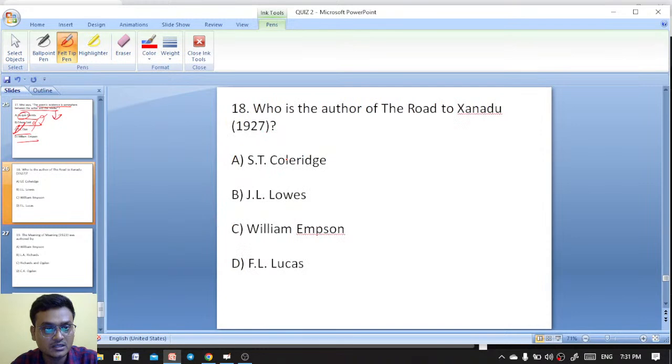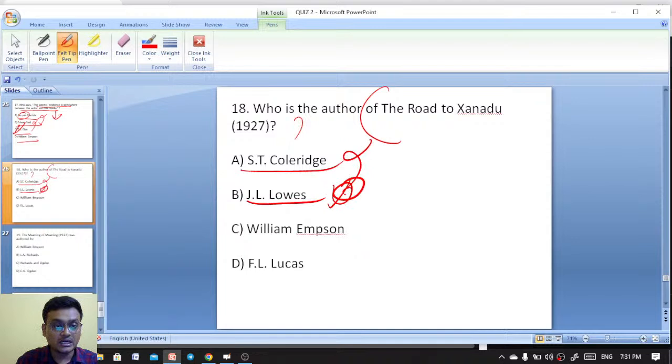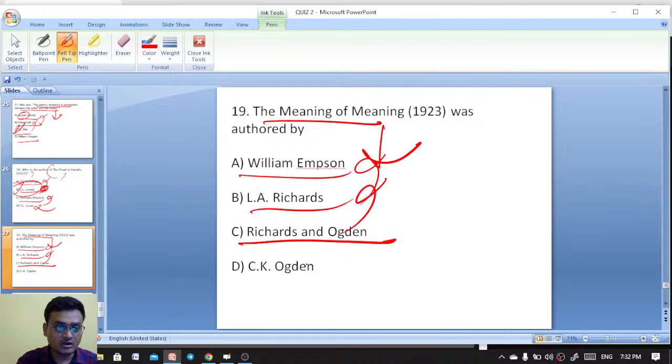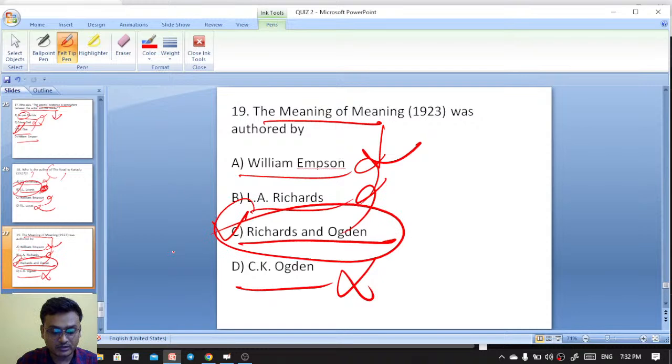S.T. Coleridge, John Livingston Lowes, Lewis, William Gibson, F.L. Lucas. So, Road to Xanadu is by John Livingston Lowes. The Meaning of Meaning is a collaborative work by I.A. Richards and C.K. Ogden. They have collaborated, okay. Good evening. The Meaning of Meaning was authored by I.A. Richards and C.K. Ogden. So, here C is the right answer.